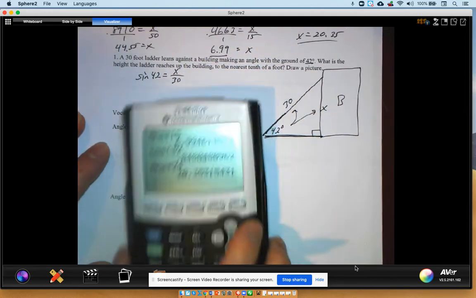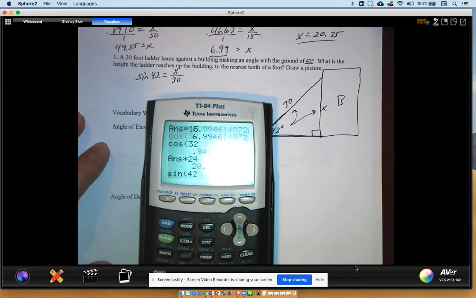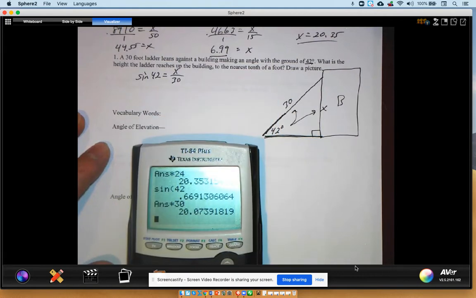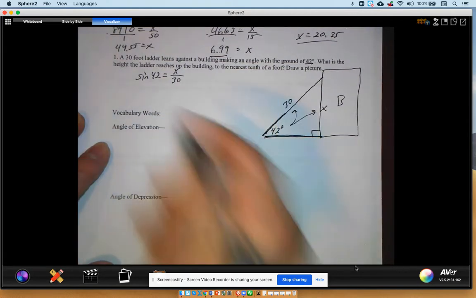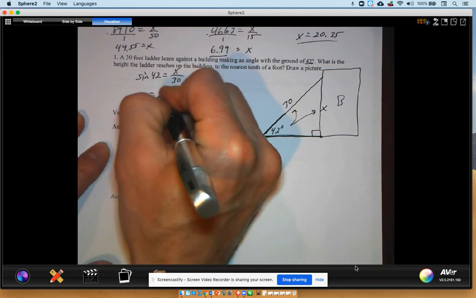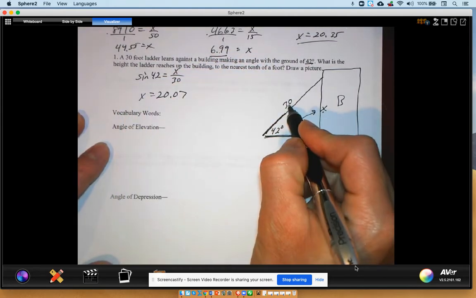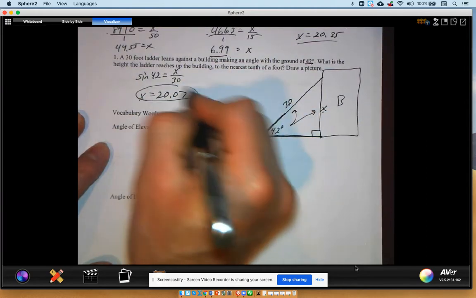So when I do this, I got sine of 42, that's going to be times 30 because I'm going to cross multiply it. X equals 20.07. That makes sense. It's less than 30, which is the hypotenuse. That should be the longest.